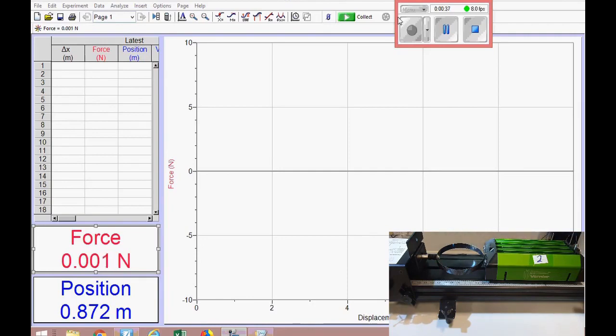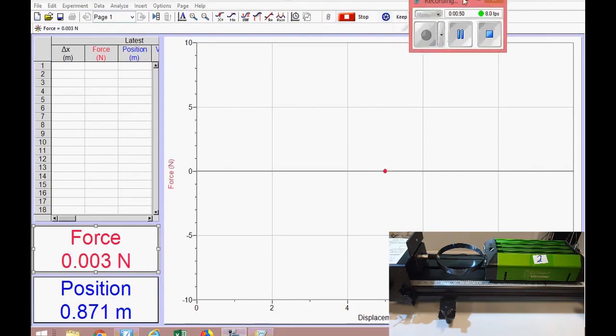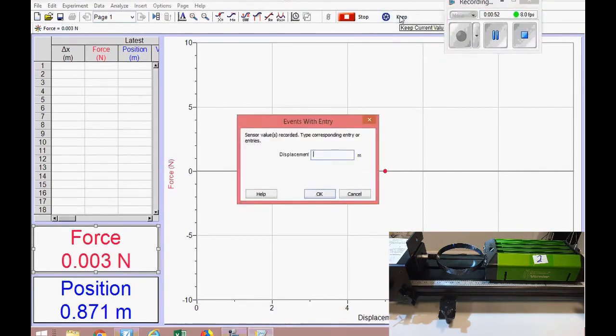Now look at the picture. You can see that we compress this to a displacement of 0 and the corresponding force is 0. I'm going to collect that data. I just click collect data, and now I'm going to keep that value. See, when I press this keep button, I can keep that value of the force.